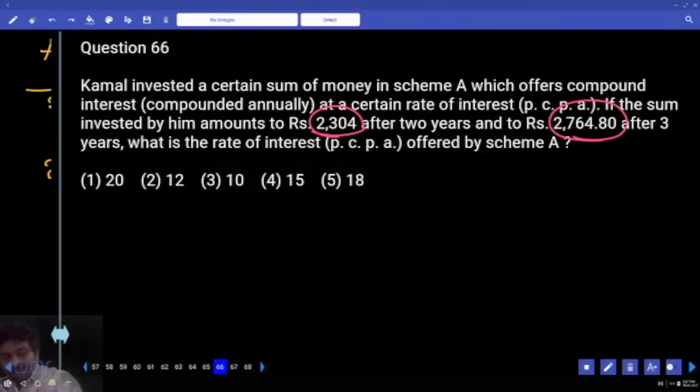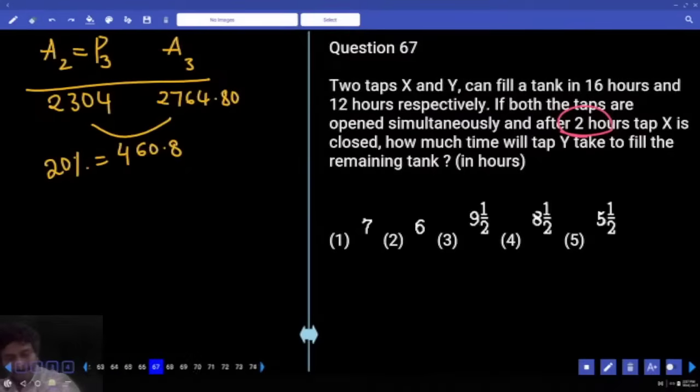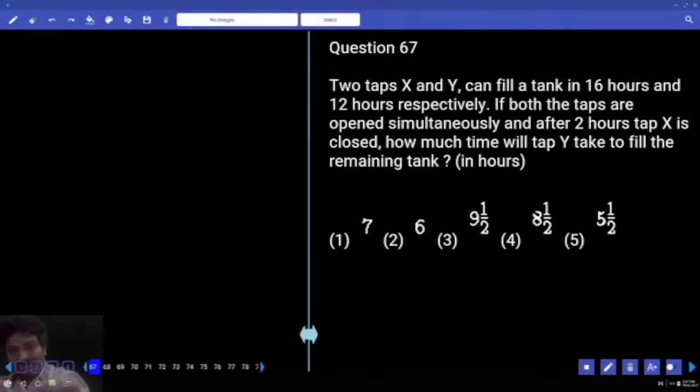Understood? Two taps X and Y can fill a tank in 16 and 12 hours respectively. If both the taps are opened simultaneously and after 2 hours tap X is closed, how much time will tap Y take to fill the remaining tank? Right. It is about total tank or remaining tank? Remaining tank. One is units method.